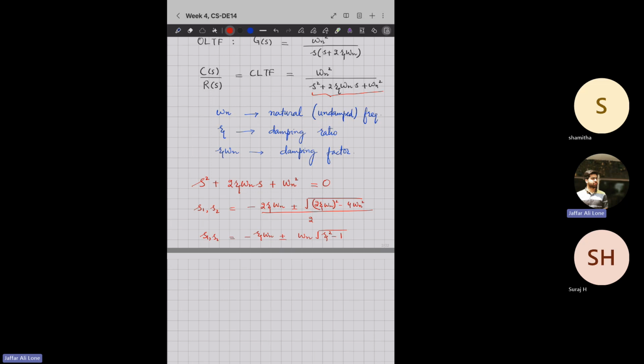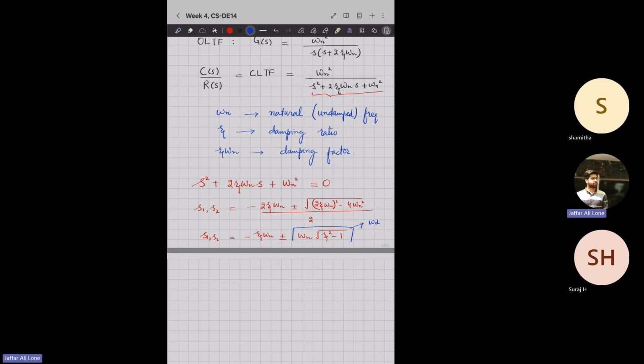Sometimes this factor is denoted by omega d. It's called the damping frequency, right? Because omega n was the natural frequency of oscillation. So if we employ damping, then we have a different frequency of oscillation, and that's represented by omega d, right?